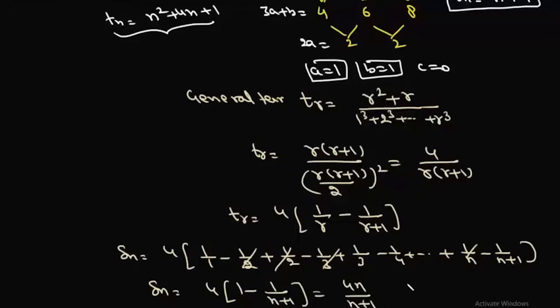Now we need to find the sum up to infinite. Now S infinity is the limit as n tends to infinite of Sn. Now here the highest power of n is 1. So its answer is 4 upon 1, which is simply 4. And that is the answer to this question. Now let us take another question.